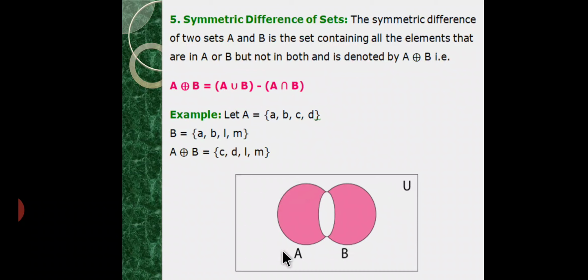So this is the universal set. This is set A and set B. A union B means the pink shade, minus A intersection B, the common part, we eliminate the common values. So the common part is here. So the representation of the Venn diagram is like this for symmetric difference. So the condition is A symmetric difference B is equal to A union B minus A intersection B.